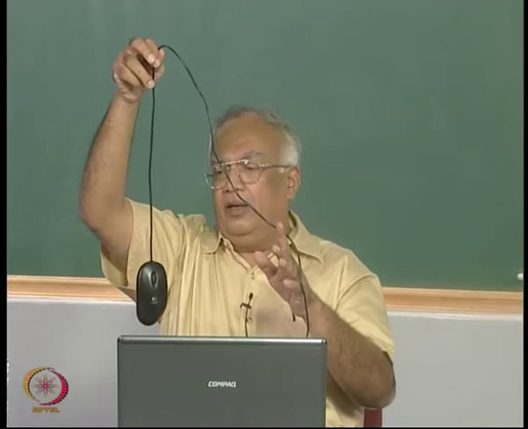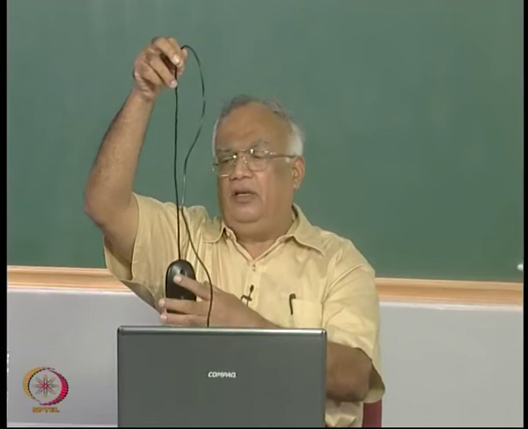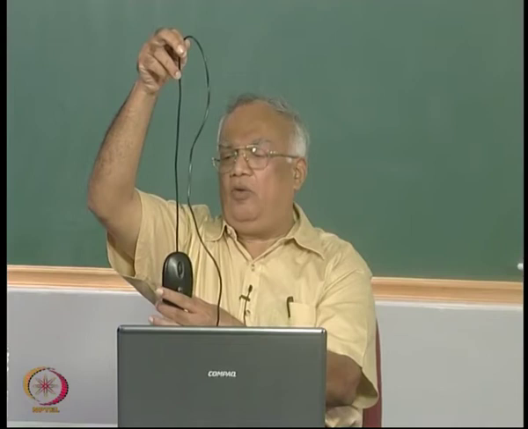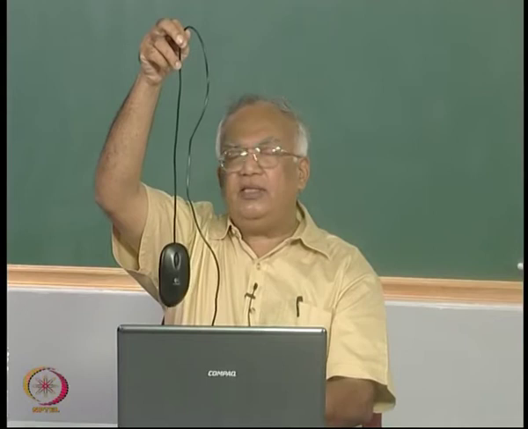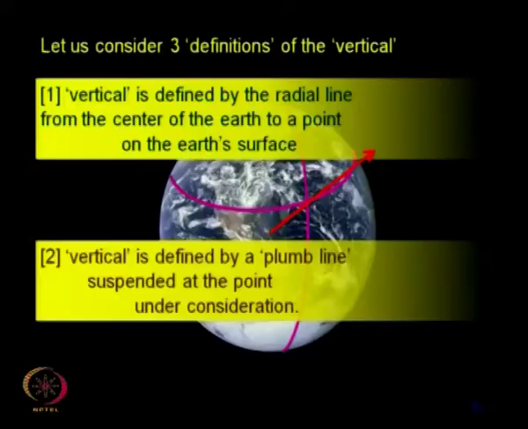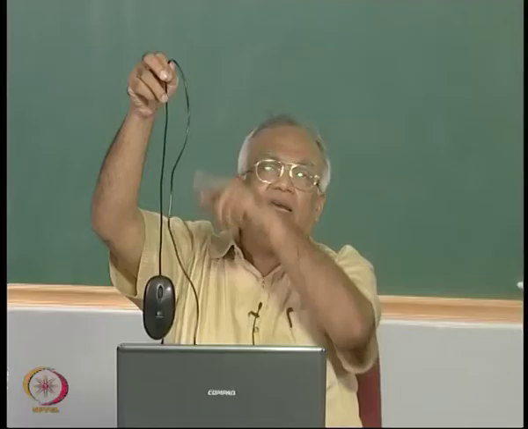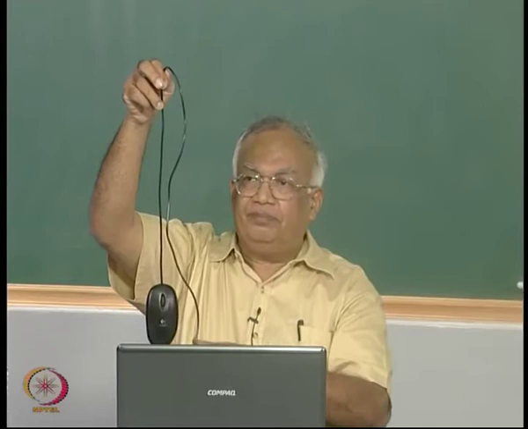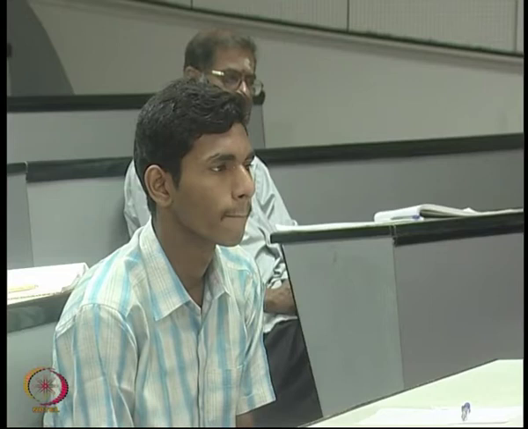And if you set it in motion, it becomes a pendulum, right? If you just hold it, and let me damp it, and if it remains steady, then it becomes a plumb line. And I define a vertical as the line along which this plumb line is oriented. Now, this is a perfectly acceptable definition of a plumb line. One would think that this line along which the plumb line is oriented is along the radial line, so that the first definition and the second definition define the same space curve.